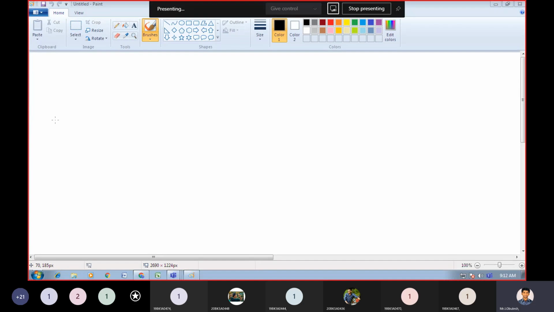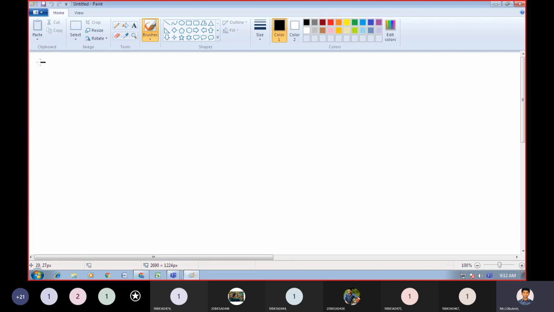Put heading: astable multivibrator using op-amp, or square wave generator using op-amp, or free running oscillator using op-amp. Here I am writing today: square wave generator.